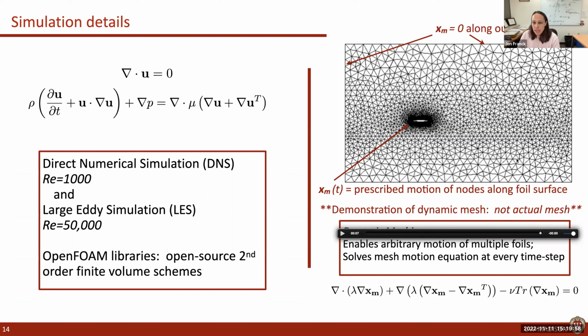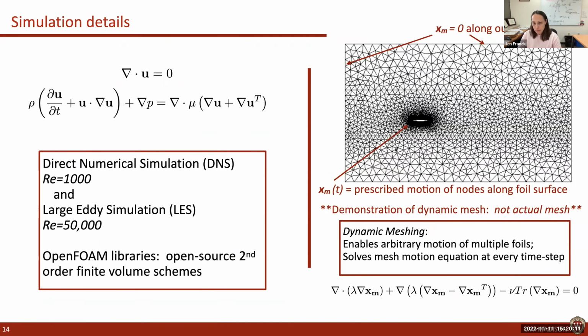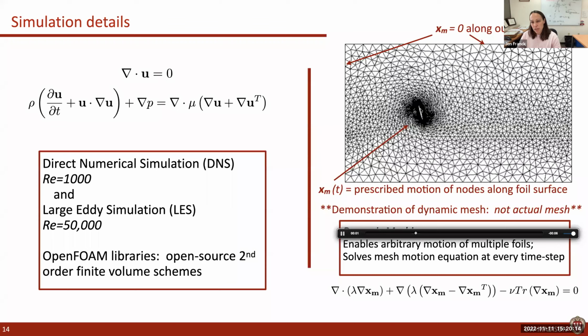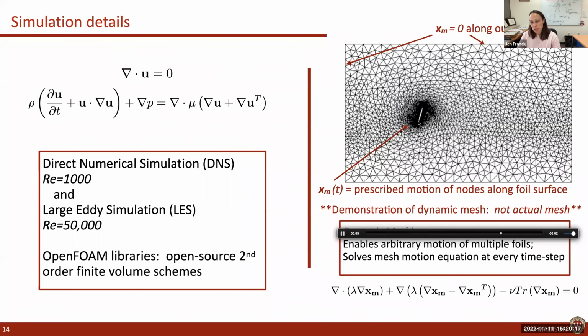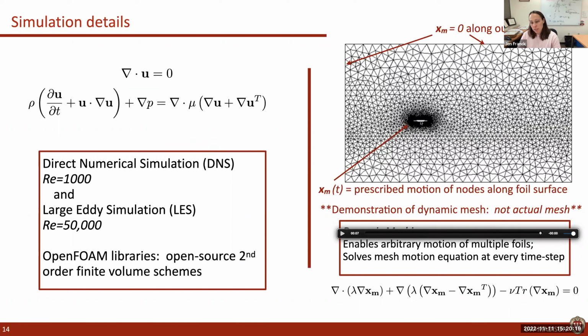For that, we use large eddy simulations, which are 3D simulations, but periodic in the span-wise direction. And the way we have been prescribing the motion is through a dynamic mesh. In the dynamic mesh, we can prescribe the boundary condition of the mesh motion on the foil, and then solve for the displacement of each cell in the computational domain. So in this manner, we're solving our traditional fluids Navier-Stokes equations in addition to this mesh motion equation on the bottom right at every time step.